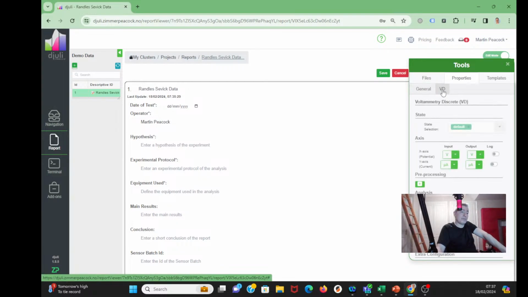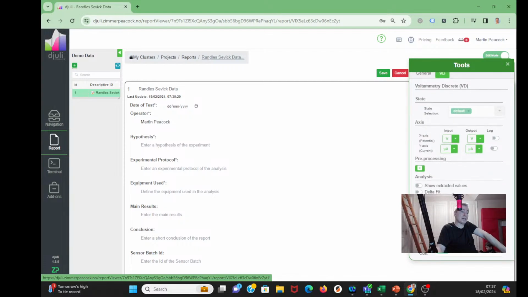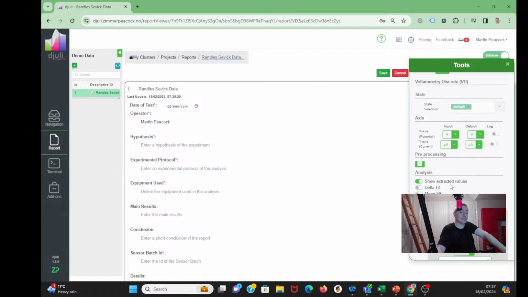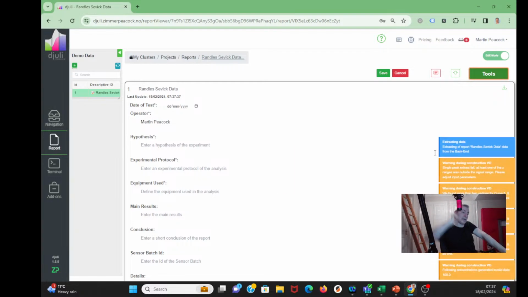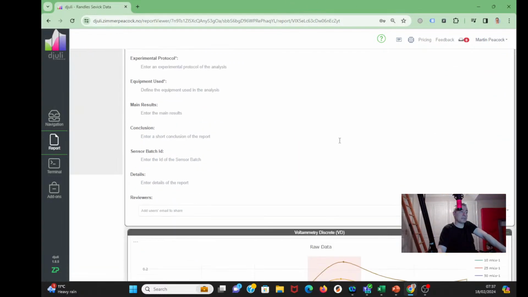And I just check now my voltammetry discrete that I want to analyze. And so I'm going to show extracted values, and I'm going to go and find the peak height. Now the peak was approximately 0.25 volts, and I'm going to put a window in here of 0.1 volts. So I look at 0.25 volts and give it a window either side. I'm going to leave it at that for now, and I'm just going to close it and let the database, I want to say do its thing, but the database is doing a quick calculation.